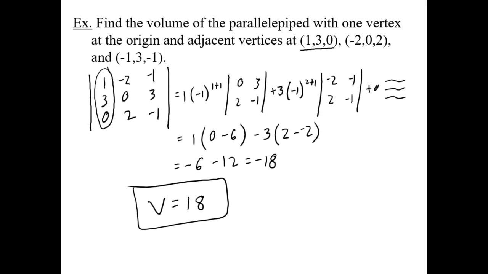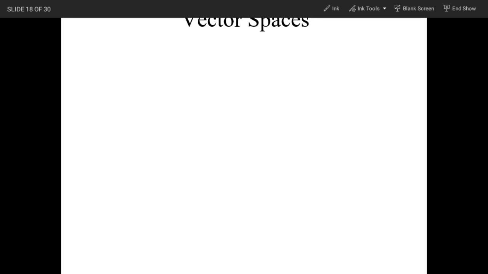Okay, so that closes the conversation we're going to have here about determinants. Now we're going to start a brand new conversation. We're going to start a brand new chapter. And this chapter is all about what are called vector spaces. We're going to define vector spaces in just a little bit, but I want to point out that we have already been working with vector spaces.